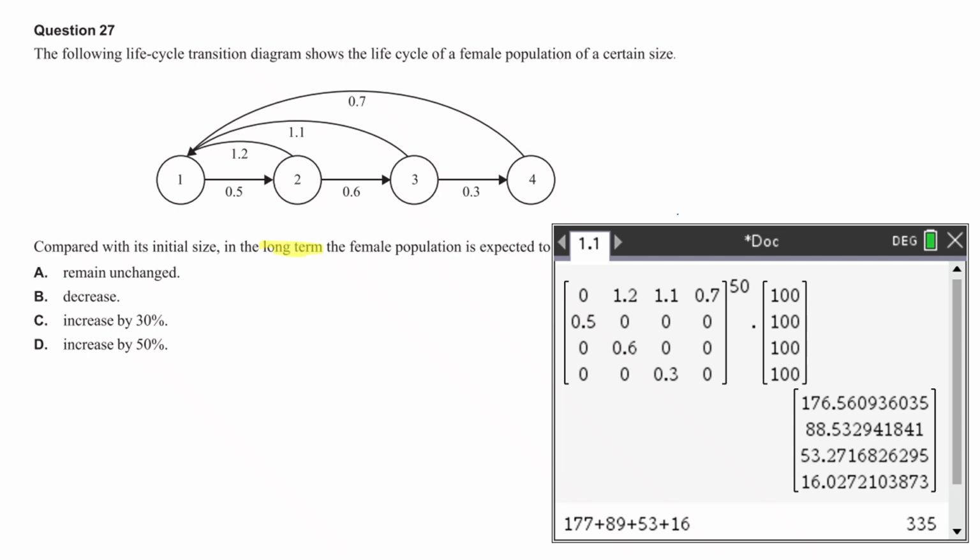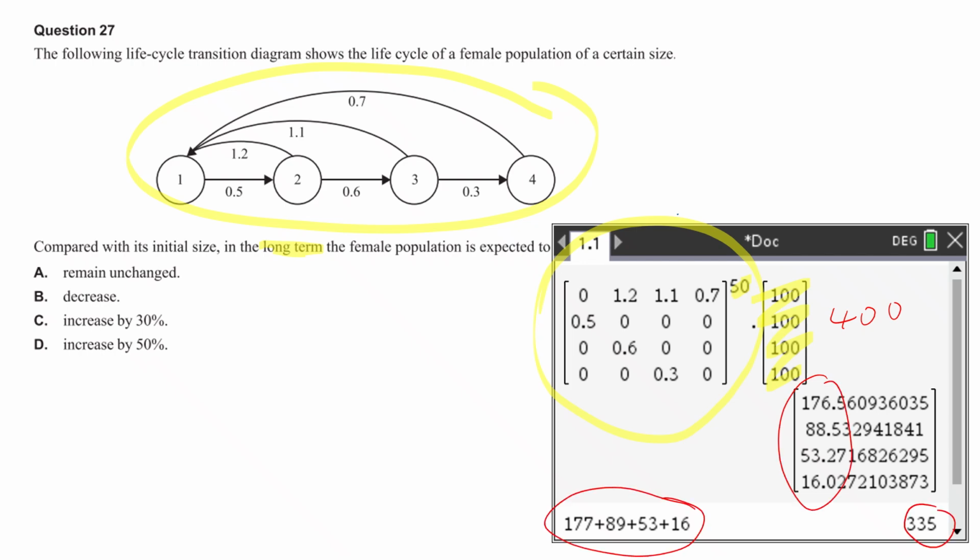Okay, we've got a Leslie matrix, and we've got a key phrase in here that says in the long term, which is why I've got power 50 here. I've just taken this diagram and made it into this Leslie matrix. The recommended thing from the actual VCAA is to make up a starting matrix with some nice numbers, and those numbers would be 400 for each of them. After a long time, 50 cycles, you get roughly these numbers, which I've summarized here, and you end up with 335. So the population has decreased.